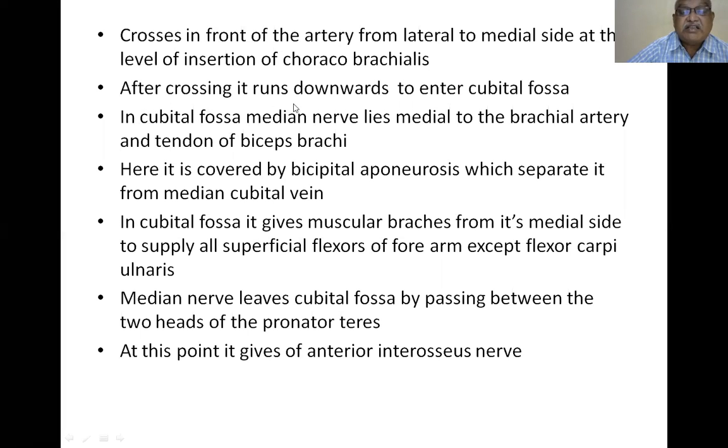After crossing, it travels downwards to enter the cubital fossa. In the cubital fossa, the median nerve lies medial to the brachial artery and the tendon of biceps brachii. Here it is covered by the bicipital aponeurosis, which separates it from the median cubital vein.